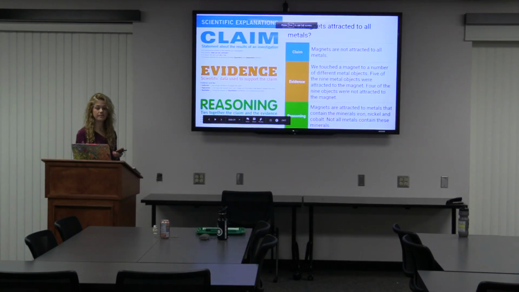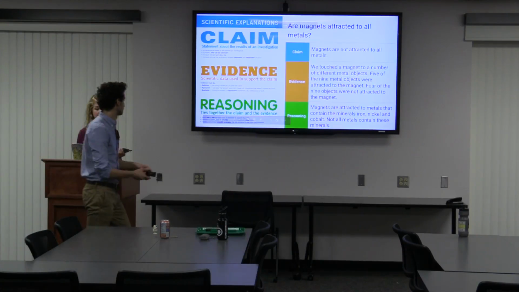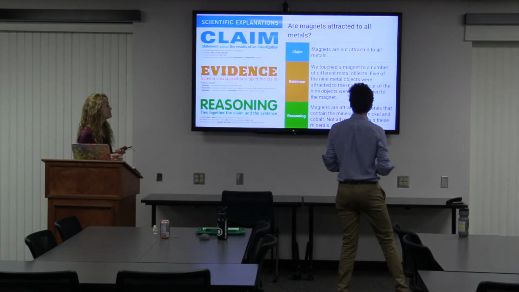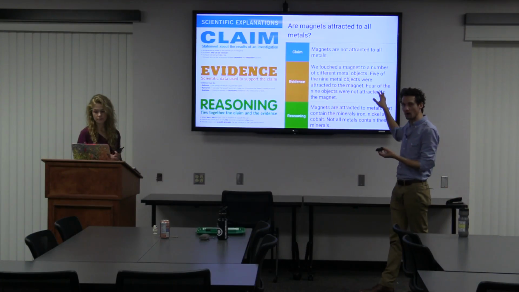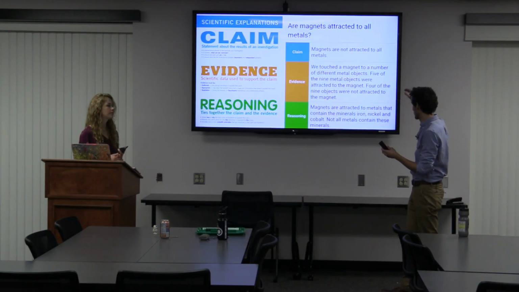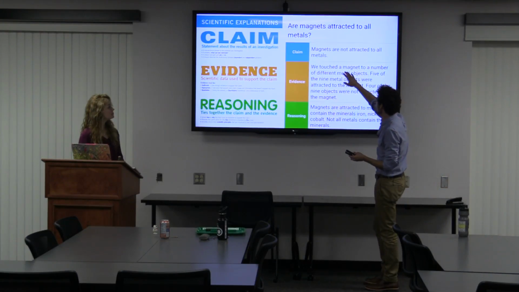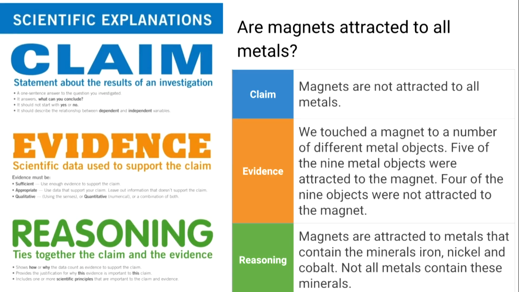So we're going to transition back to the PowerPoint and look at a simple CER that we did for this investigation together. And again, this is not a perfect one. I think there were great examples that we all came up with. So our claim is: magnets are not attracted to all metals. So remember, going right back and answering the question with a claim.